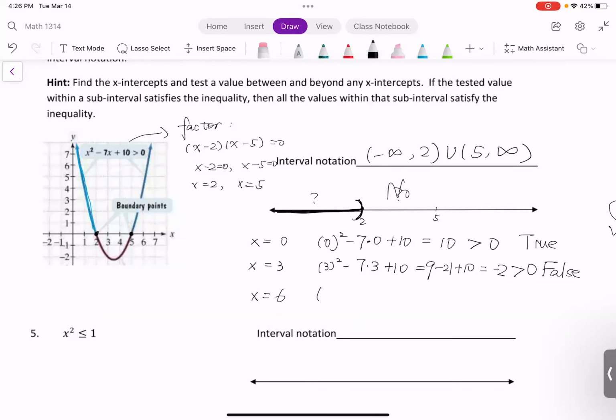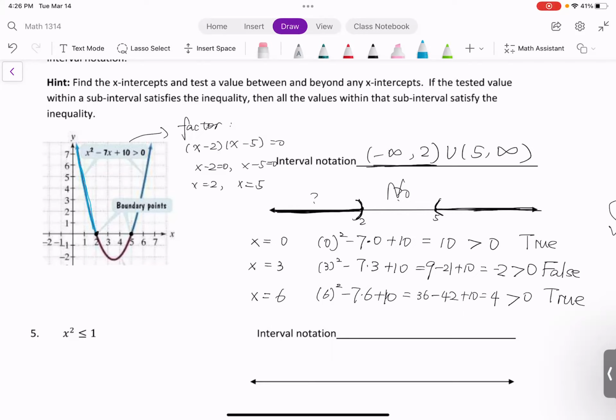Okay, so 6 squared minus 7 times 6 plus 10. What is that? 36 minus 42 plus 10, which is 4. 4 is greater than 0. Yes, it is true. So I can highlight this area from 5 to infinity. Then I can rewrite the interval notation from -infinity to 2, union from 5 to infinity.